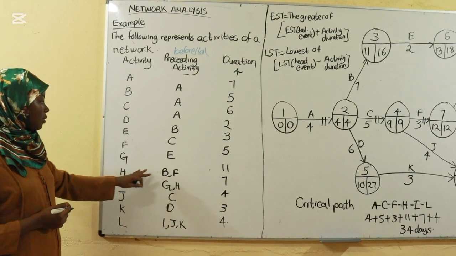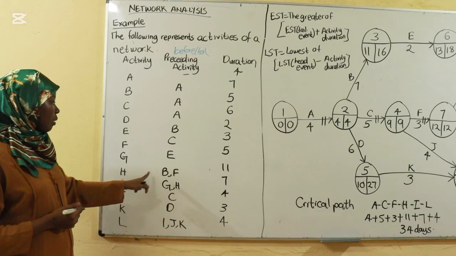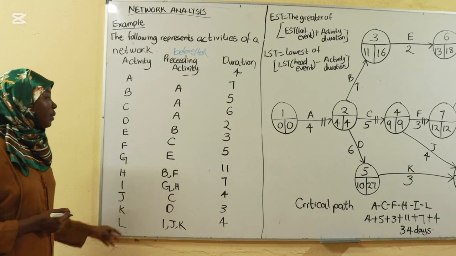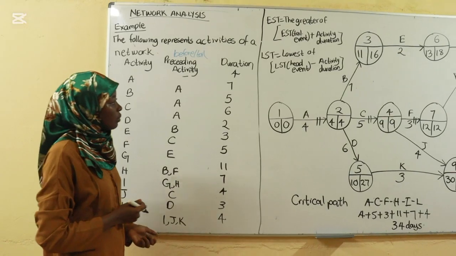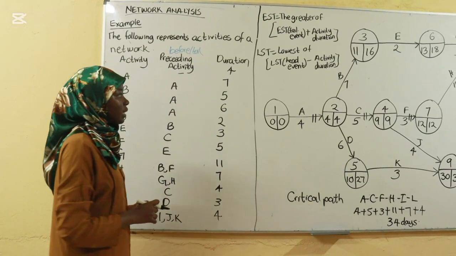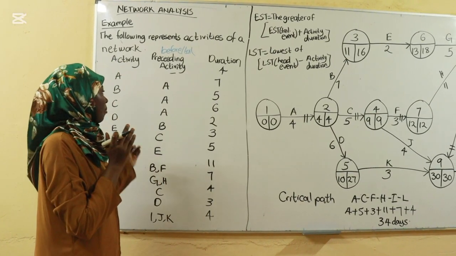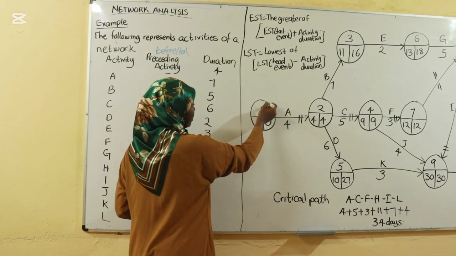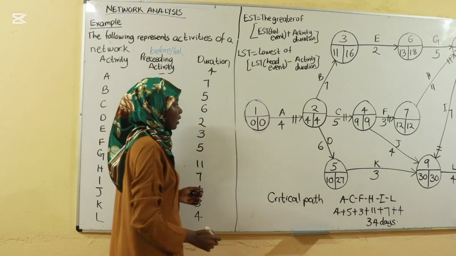H happens after B and F. So H comes from the activity B and F. Okay? You'll see all that when you come to draw the network. So first things first, we said you should have one start point. So this is our first start point. This is our first event.